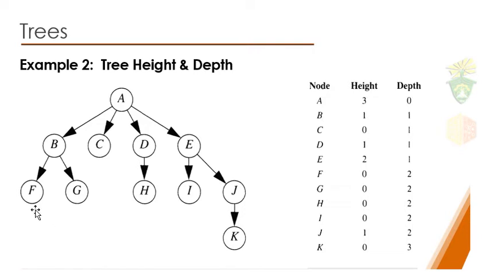For B, its height is also from the deepest leaf connected to it, so the height of B is 1, because it is only one edge. And then the depth is also one edge connecting to the root. If there were more above it, you would count the number of edges. So on and so forth.